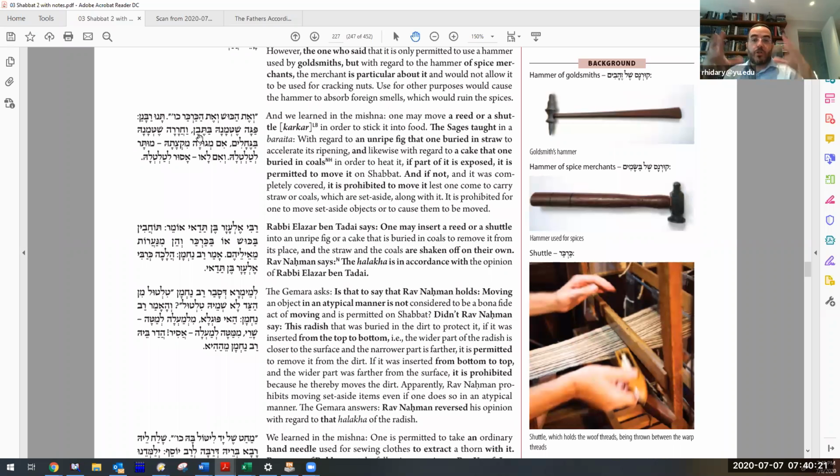The case is you have unripe figs and you put them in straw. You bury them in straw so that they'll get more ripe. Straw is mukseh.